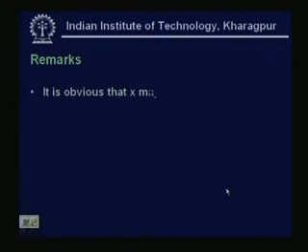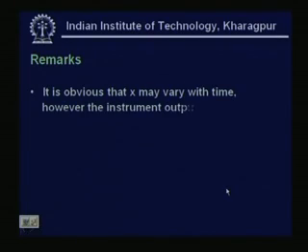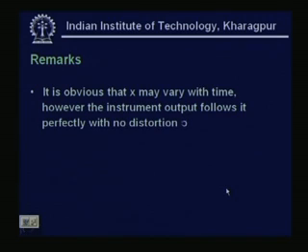Remarks: it is obvious that x may vary with time, however, the instrument output follows it perfectly with no distortion or time lag. Whatever the input in the system, it does not matter, it will immediately appear at the output without any phase lag. So, that is a zero order instrument. It does not matter what the input is, it might be a step input, a ramp input, or a sinusoidal input. Immediately it will appear at the output without any lag, without any phase change. So, that means it is a zero order instrument.